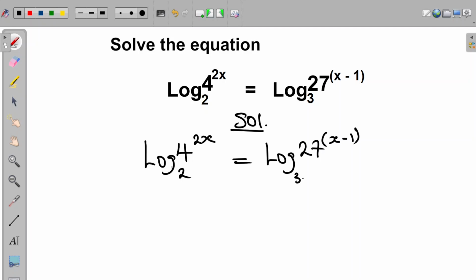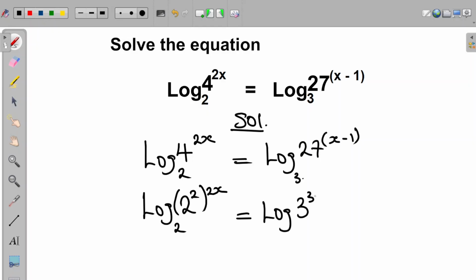Now at this point, we express 4 in the powers of base 2 and express 27 in the powers of base 3. So the equation now becomes log 2 to the power of 2 enclosed in a bracket all to the power of 2x in base 2 equal to log 3 to the power of 3 all to the power of x minus 1 in base 3.